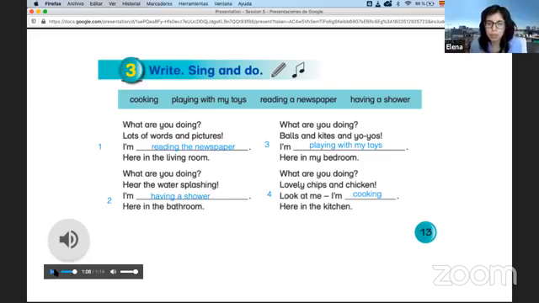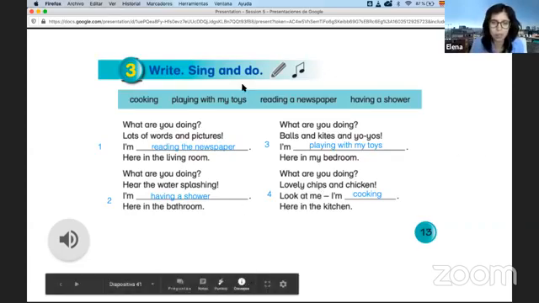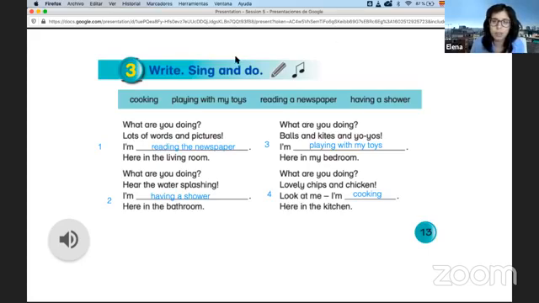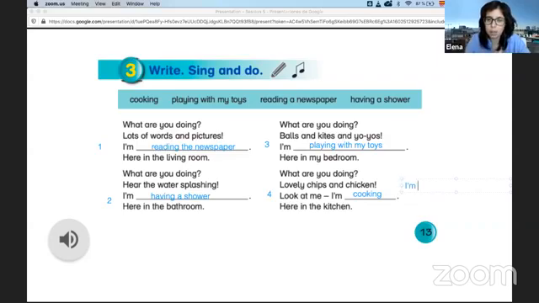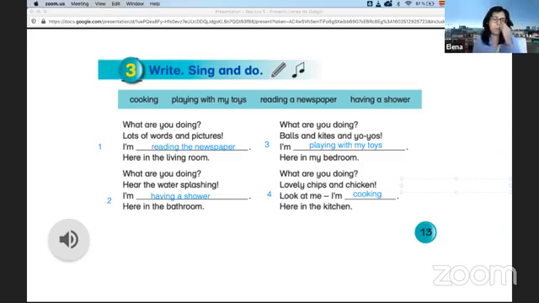Hey, did you notice the words don't match exactly what she said in the song? Let me see if I can correct it. She didn't say, "Look at me, I'm cooking." She said, "I'm cooking chips and chicken." We will try to sing it as it's written here. Yeah, okay, let's do it like that because they've changed it for us. Okay, let's do it with the words in the picture then.